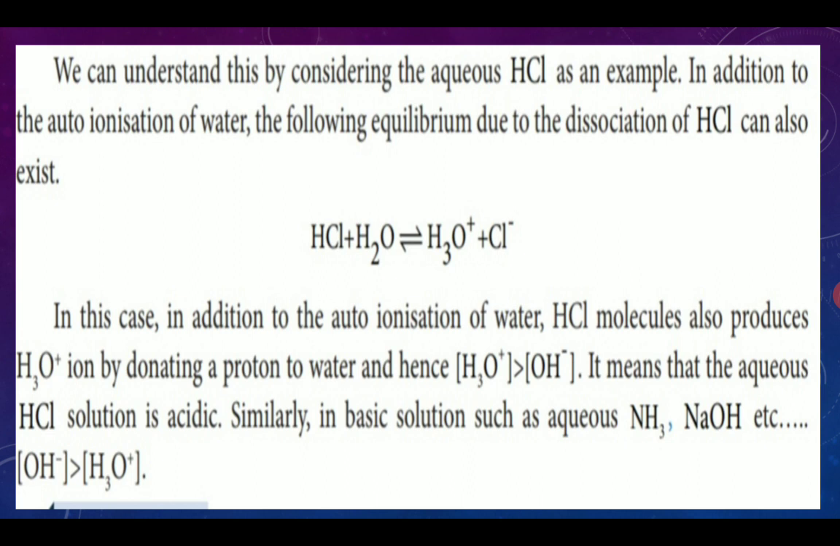considering the aqueous solution of HCl as an example, in addition to the auto ionization of water, the following equilibrium due to the dissociation of HCl can also exist. So HCl plus water gives hydronium ion plus chloride ion. In this case, in addition to the auto ionization of water, HCl molecules also produce H3O plus ions, donating a proton to the water, and hence the concentration of H3O plus is always greater than OH minus. It means that the aqueous HCl solution is always acidic.